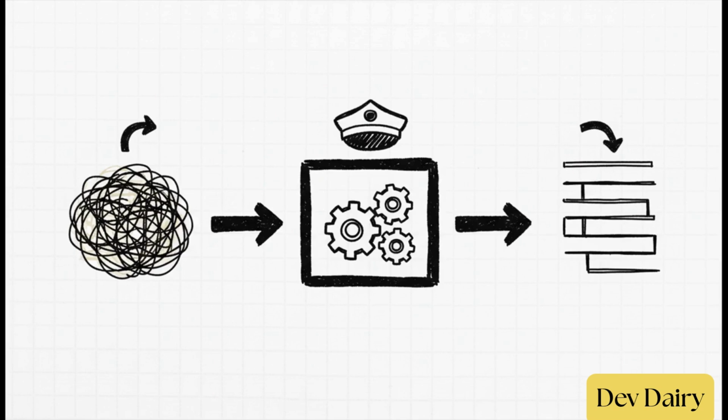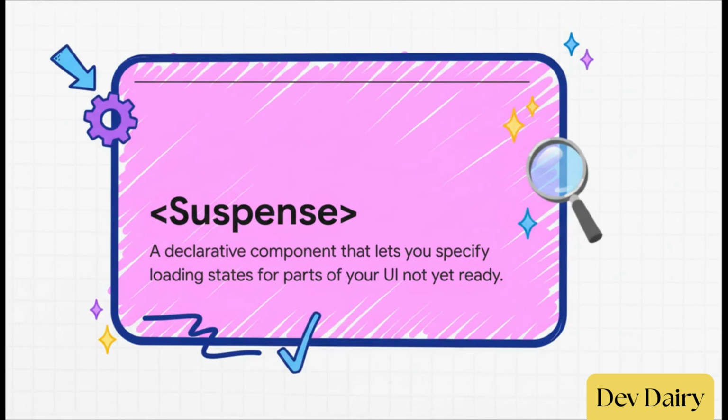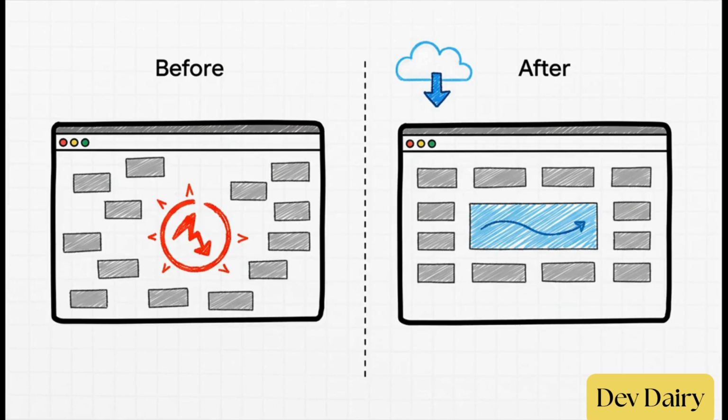All right, next up is Suspense. Now, Suspense isn't exactly brand new. It's kind of been lurking in the background for a while. But with React 19, it's finally front and center, fully stable, and ready to go. The concept is super simple. You just wrap a component and tell React, hey, while this thing is off fetching data, just show this loading spinner in its place.